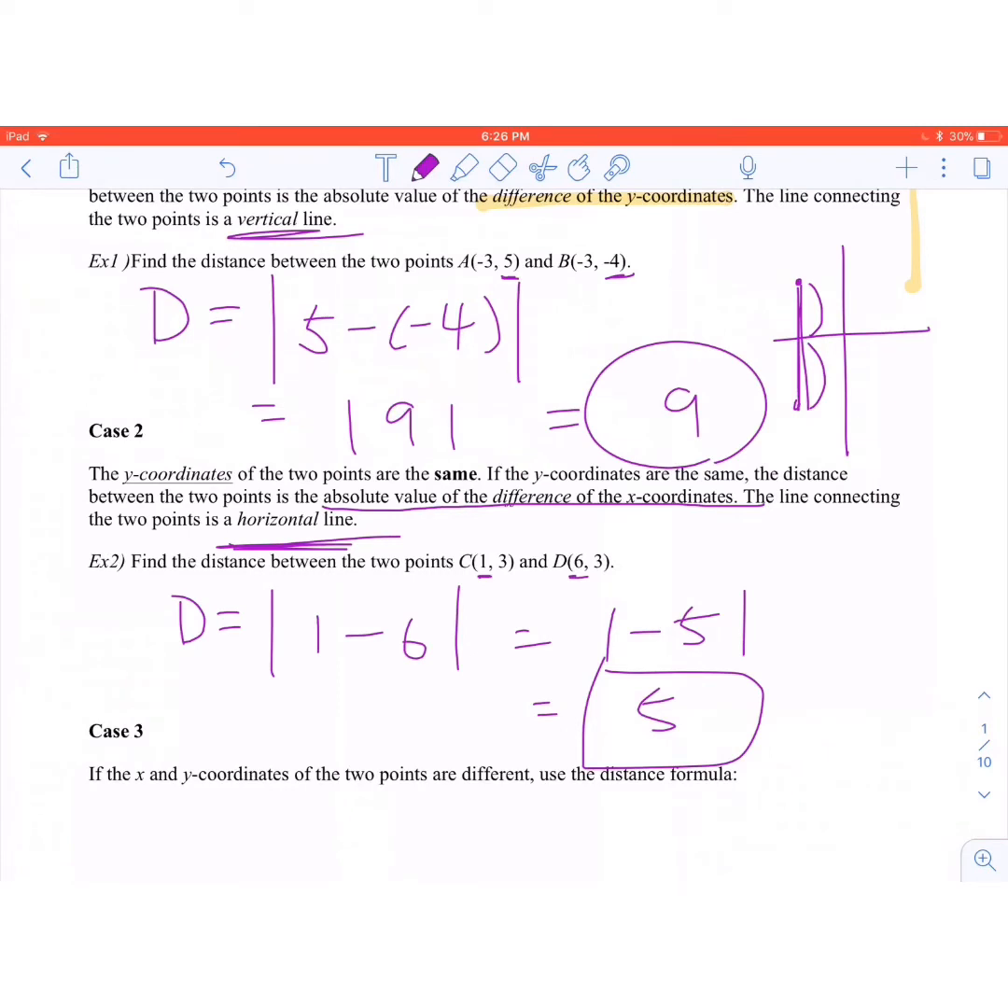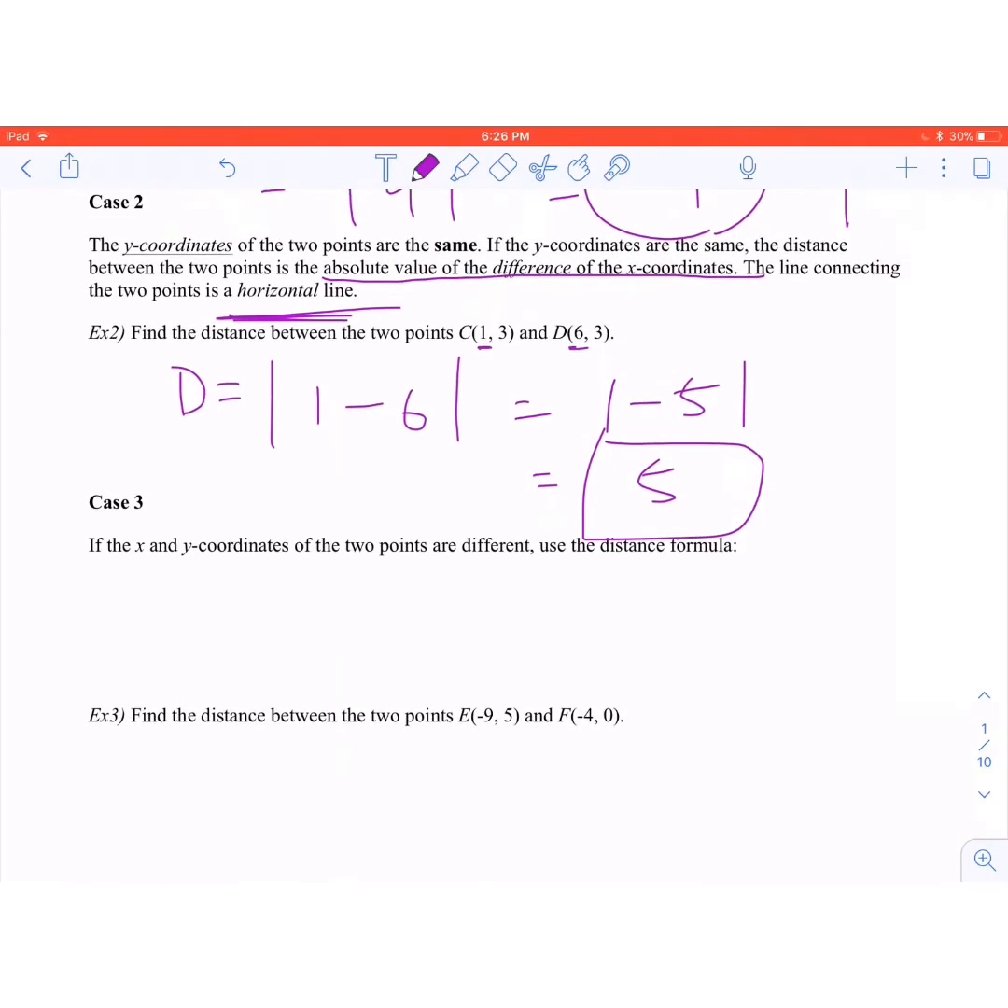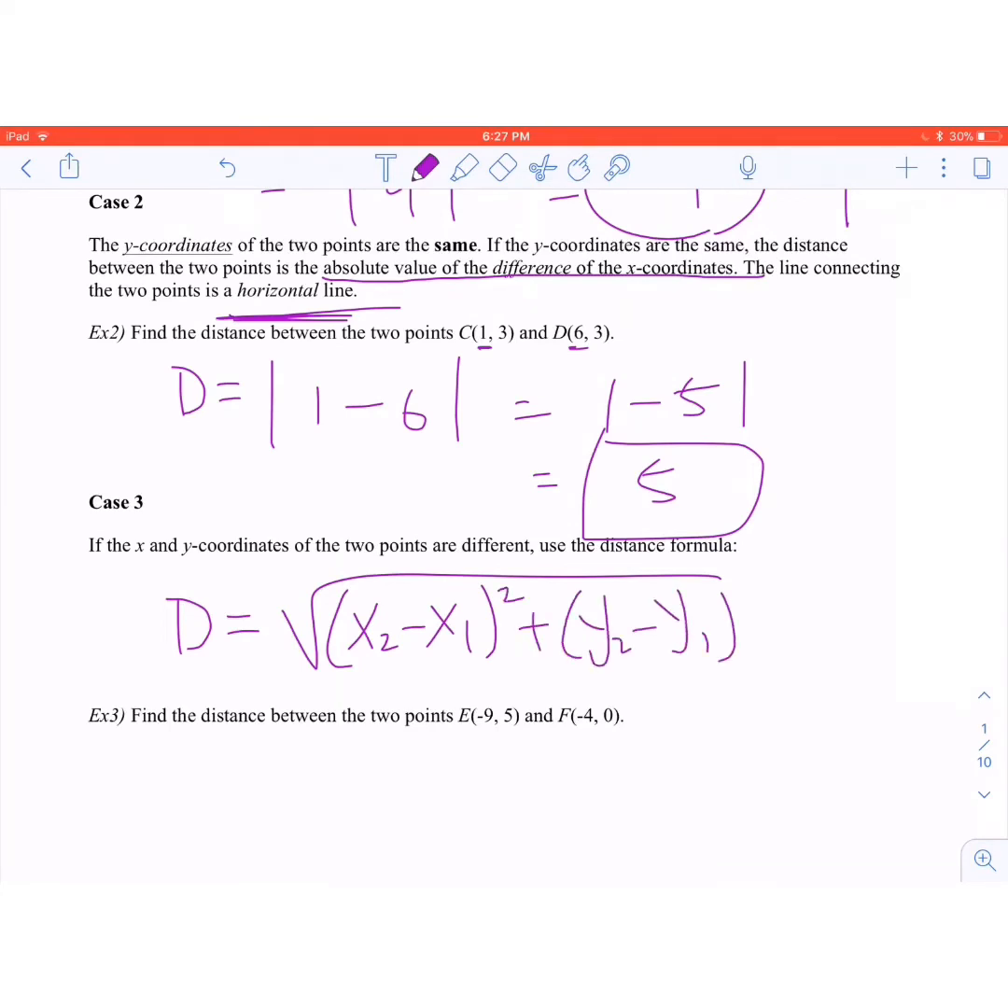Okay, makes sense, right? So now, case 3 is going to be a bit more complicated because we don't only have points that are horizontal or vertical, but sometimes we have points that are diagonal. And we should still be able to find the distance between the two points. Here is a special formula. D is equal to the square root of (x2 minus x1) squared plus (y2 minus y1) squared.